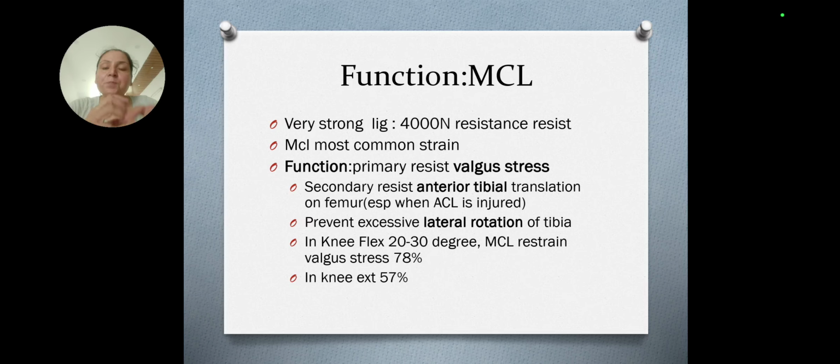Fine. What is important is the maximum resistance. When does it provide it? In knee extension, it prevents the rotational movement, and it resists the valgus stresses up to 50%. Whereas when the knee is bent to 20 to 30 degrees, the MCL is acting at 80%. That is, it is resisting the valgus stress up to 80%. So its maximum function is when the knee is flexed 20 to 30 degrees. It also resists valgus stress when the knee is extended, but only up to 60%.